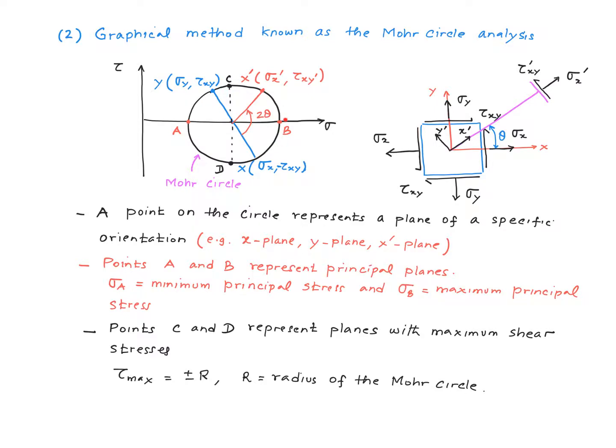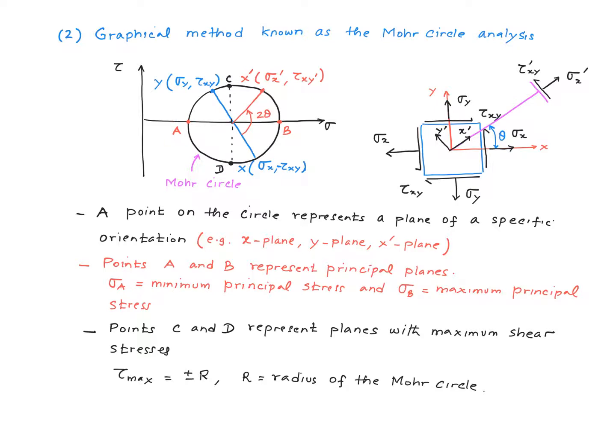Each point on the circle represents a plane of a specific orientation, like this plane right here. So if I were to call this plane the x prime plane, because this plane is perpendicular to the x prime axis, the magnitudes of sigma x prime and tau x prime y prime would place that point on the circle like this. And similarly, there is the x plane and then there is the y plane, right? So the x plane would plot something like this and the y plane would plot something like this.